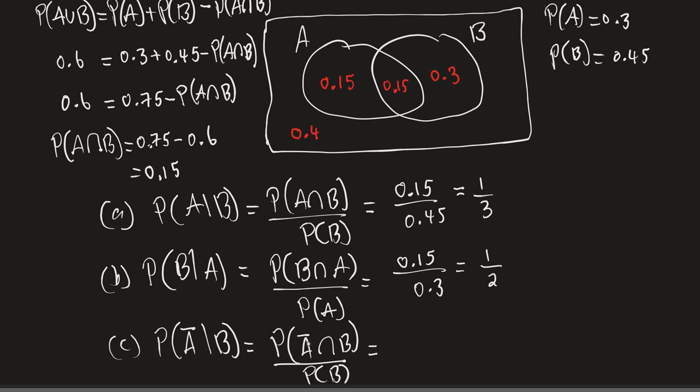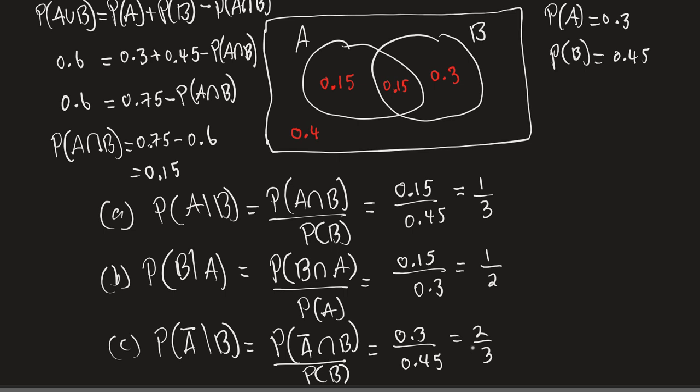Well, let's see, the probability of not A and B, well, we can get that from the Venn diagram. Not A means I'm outside of circle A, and I'm inside circle B. So that would be 0.3, right? So this is going to be 0.3, and then we have to divide that by the probability of B, which is our 0.45, right? And this reduces to 2/3.